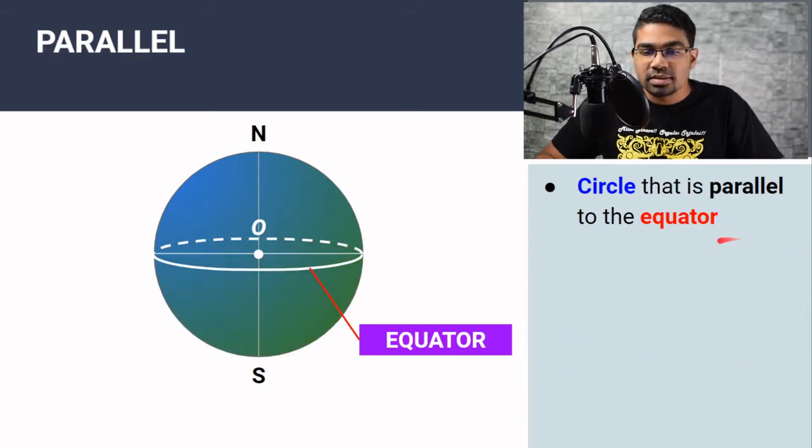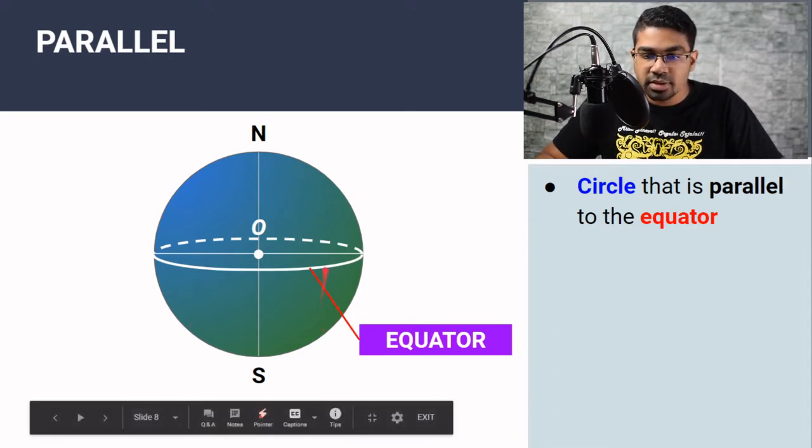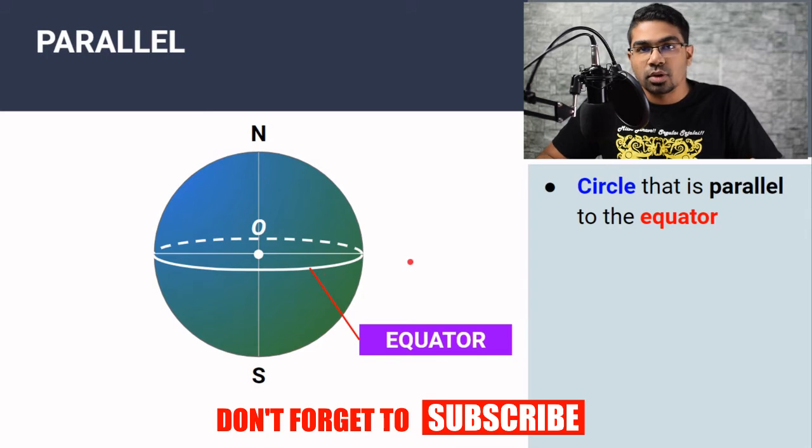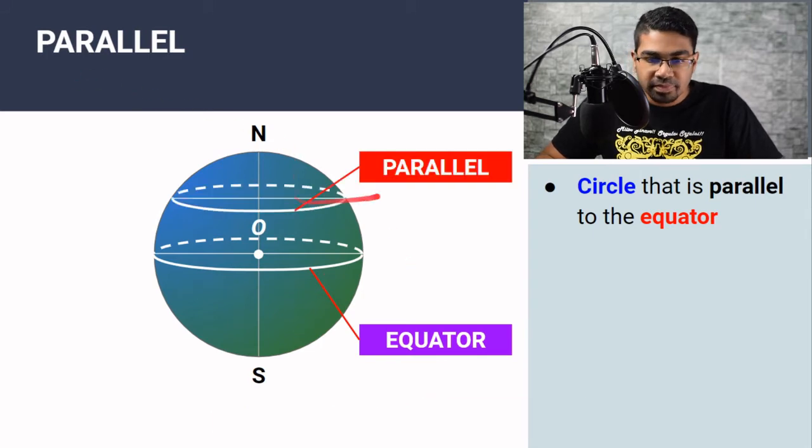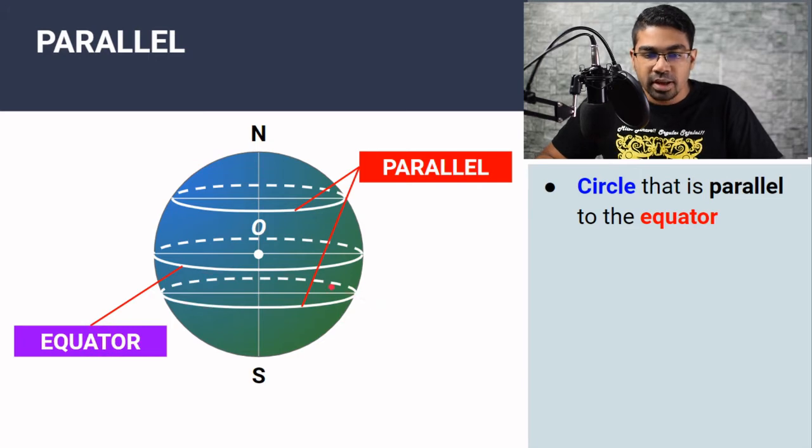A parallel is a circle that is drawn parallel to the equator. So we have the equator as our reference point, and we draw any other circle around in any of the hemispheres that is parallel to the equator. That is known as a parallel. Like this, this is a parallel. This is also a parallel. As long as it is parallel to the equator, it is known as a parallel.